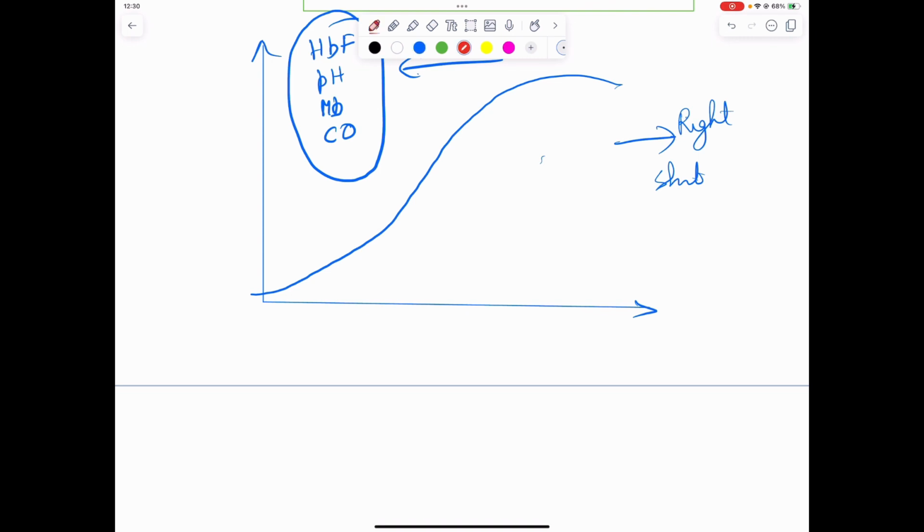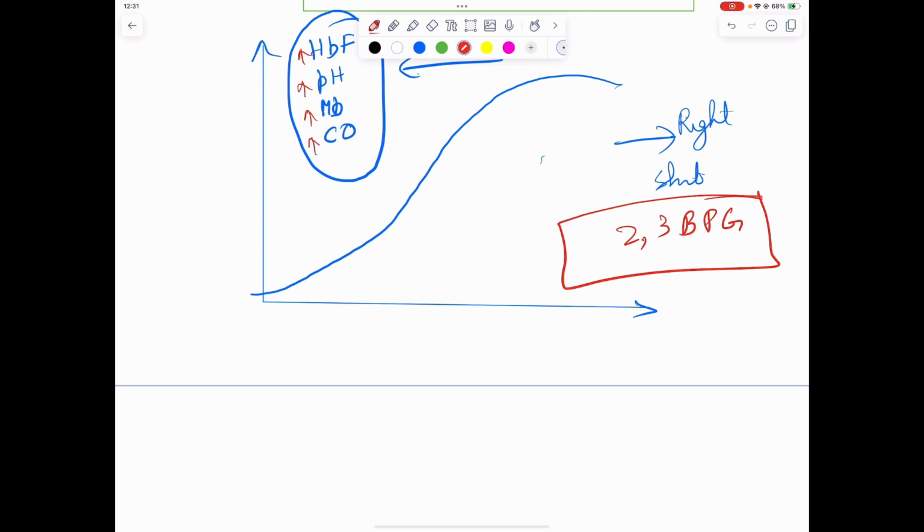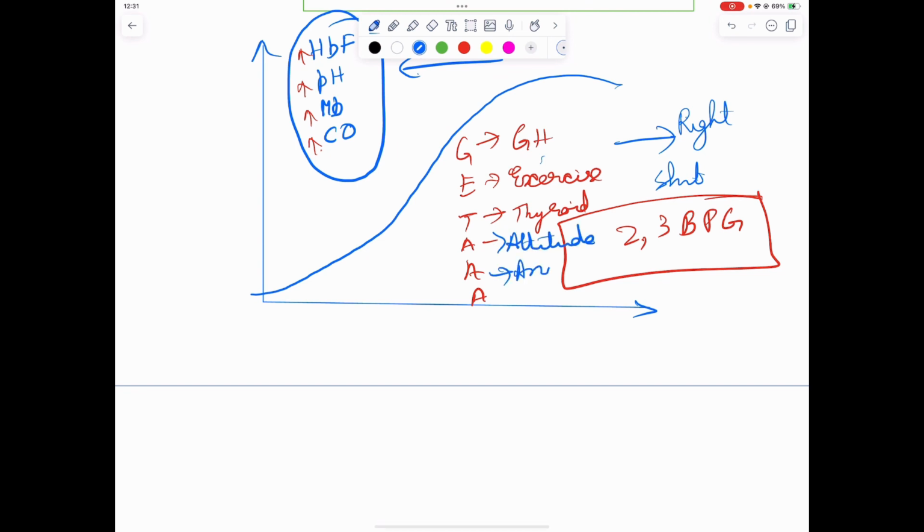Those that are 2 or 3 letter words will bring a left shift. But remember that 2,3 BPG will cause a right shift. And what I'm talking about is increasing the concentration. What will happen if the HbF concentration is increased, pH is increased, myoglobin is increased, carbon monoxide is increased? Now remember, there is one mnemonic here, that is Gita. For G you have growth hormone, for E you have exercise, for T is thyroid, for A is altitude, A is androgen, and A is anemia.